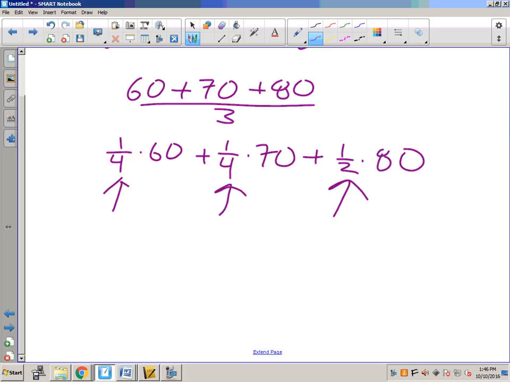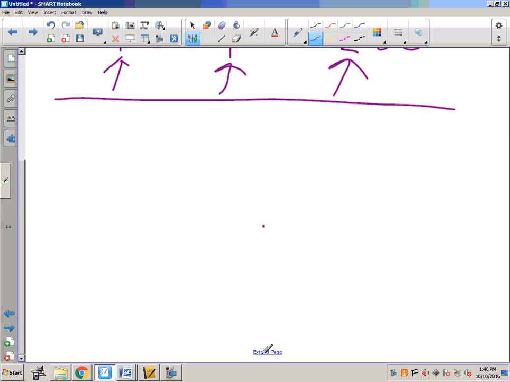Now, number 2, in the word problem assignment, if you look at number 2, it deals with the weighted average. If you read through that problem, can somebody describe the problem to me?